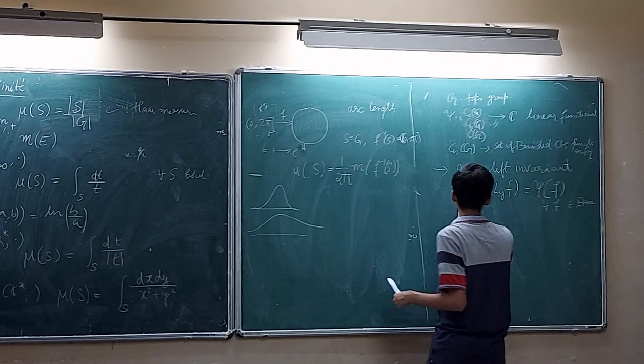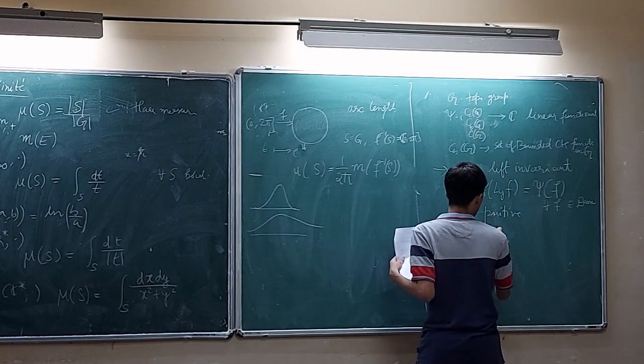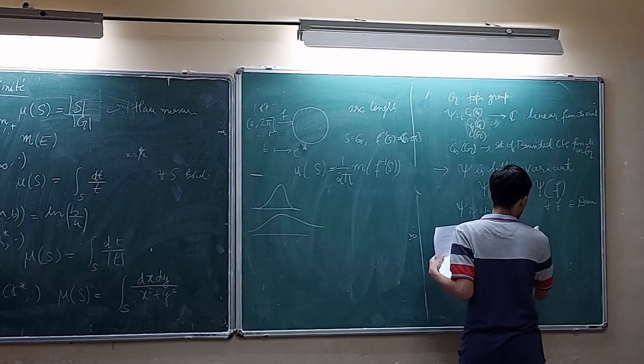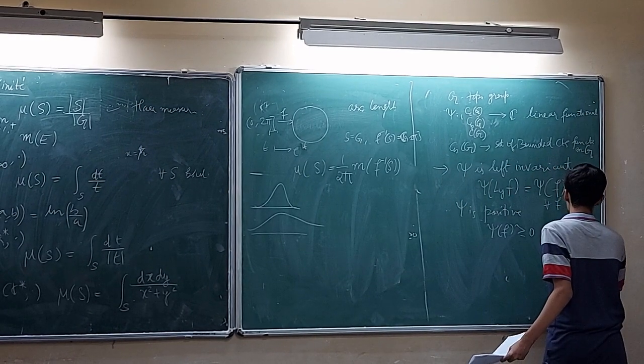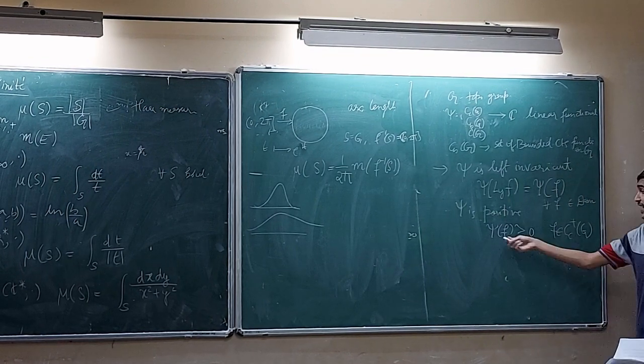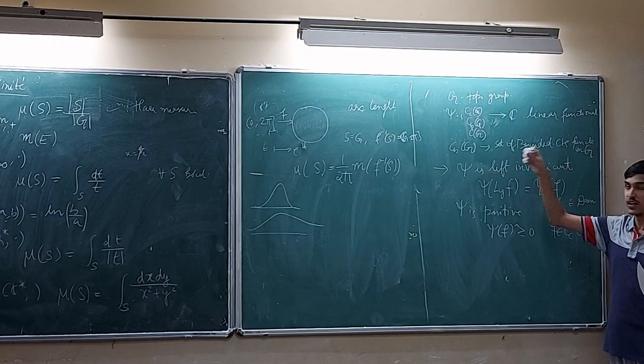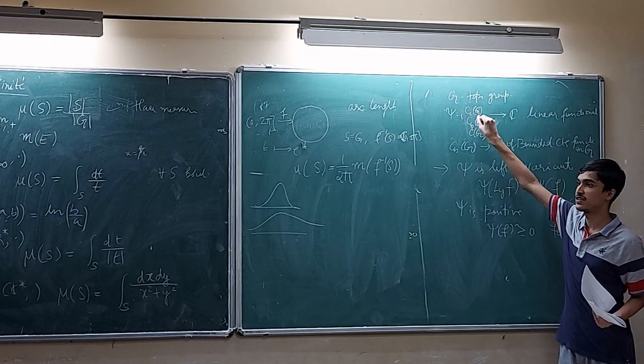And psi is positive if, as you saw earlier, psi of f is non-negative for f in Cc plus. Again, psi of 0, the entire function 0, is actually 0 because it is a linear functional, and the 0 element here is just the 0 function.